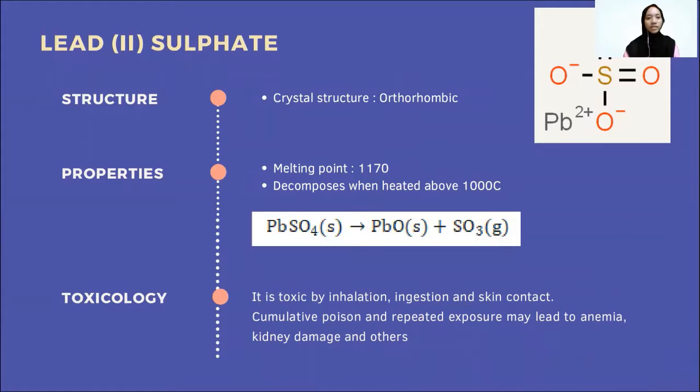Lead sulfate has an orthorhombic crystal structure and its melting point is 1170 degrees Celsius. Lead sulfate will decompose when heated above 1000 degrees Celsius and it will produce lead oxide and sulfur trioxide. Lead sulfate is toxic by inhalation, ingestion, and skin contact. It is a cumulative poison and repeated exposure may lead to anemia, kidney damage, and others.